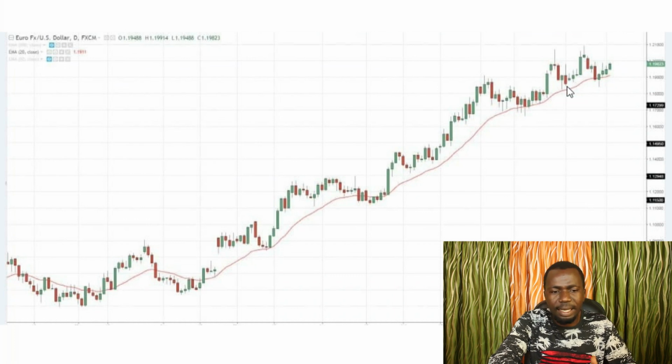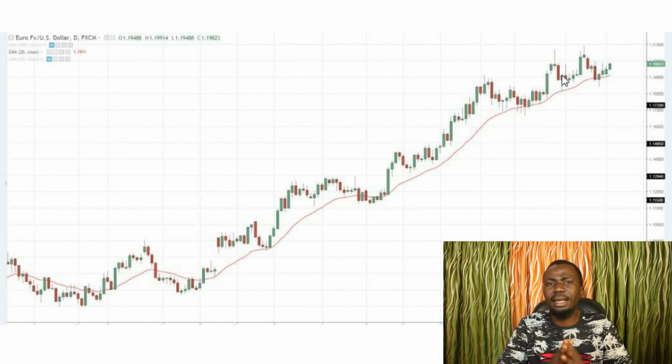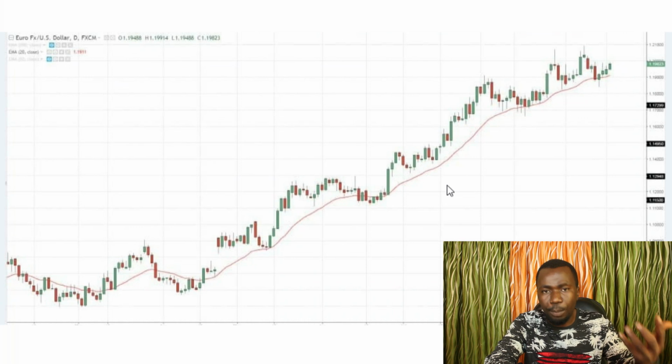So you can clearly see that whenever price gets to the moving average, the buyers step in and push the price up. So that is why I say the moving average can also act as a dynamic support and resistance level. So this one is clearly an uptrend. That is why the moving average is acting as a support level.